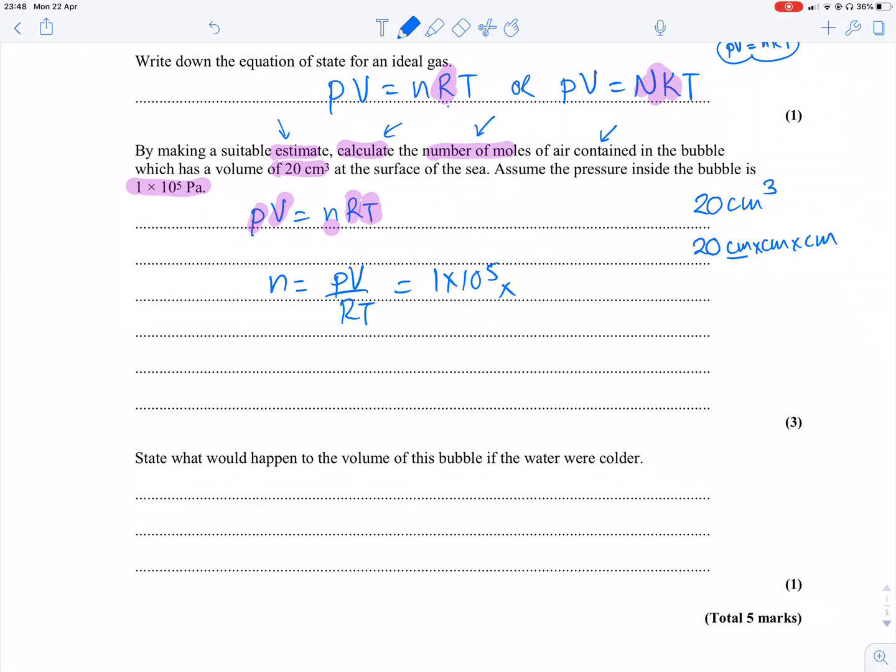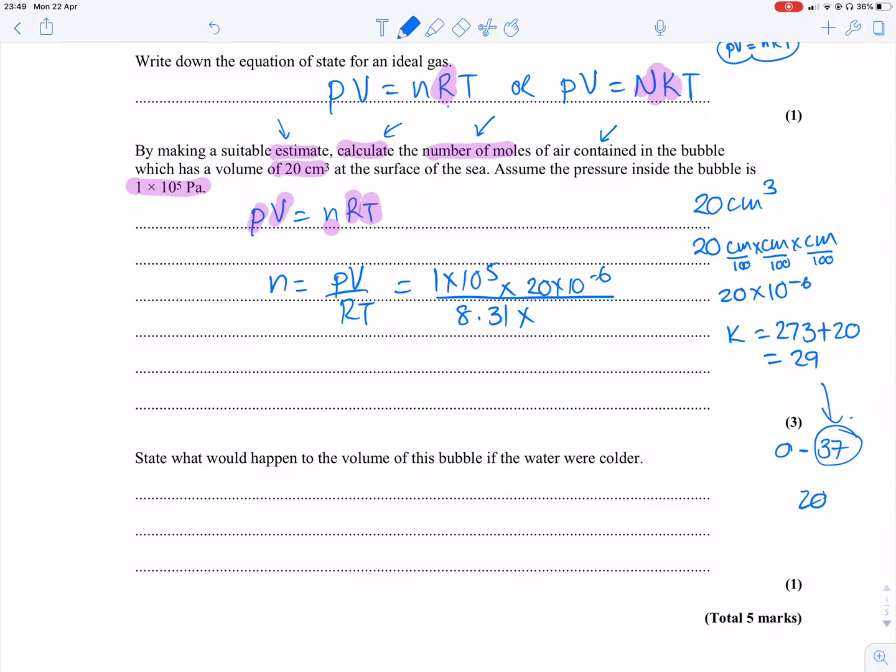Now to change centimeters to meters, we divide by 100, divide that by 100, and divide that by 100. So basically it's 20 times 10 to the power minus 6, divided by R, which is about 8.31, and T in Kelvin, that's the assumption you need to make. At the bottom of the sea, you can take temperatures between 0 and 37, because maybe the bubble is close to the person, maybe it's body temperature. So I'm going to take 20. That will be 273 plus 20, which is basically 293.